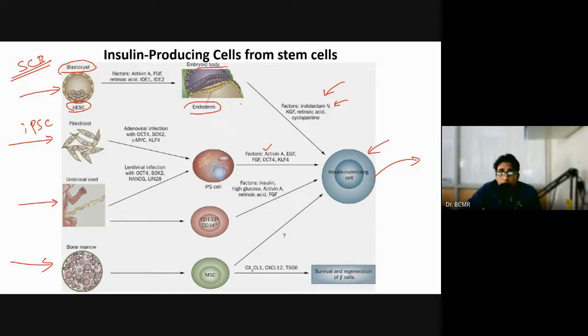Similarly, induced pluripotent stem cells. In genetic reprogramming, we have learned a little bit that OSKM or OKSM factors could be overexpressed using genetic methods, which of course have a risk. And the fibroblasts could be reprogrammed into induced pluripotent stem cells. That is, they are almost equivalent to embryonic stem cells, and then we grow them with certain factors because of which they could differentiate into insulin expressing cells. So this is possible with umbilical cord blood cells as well.